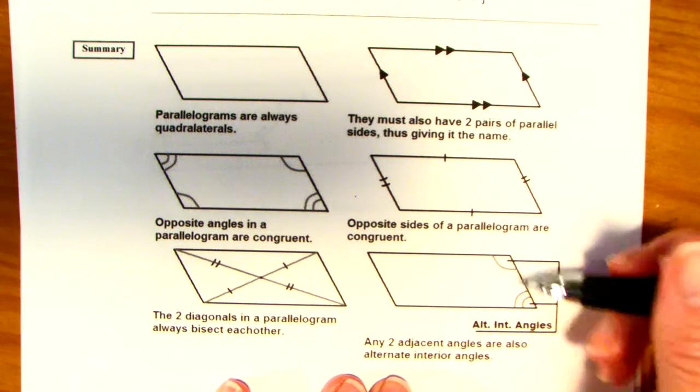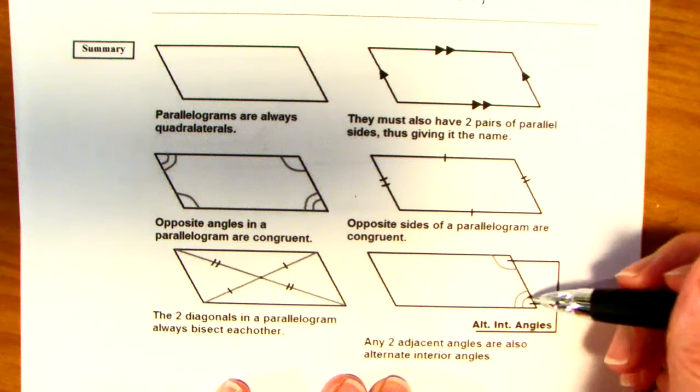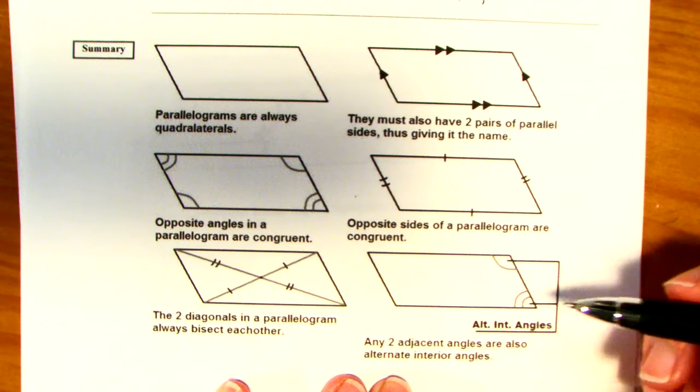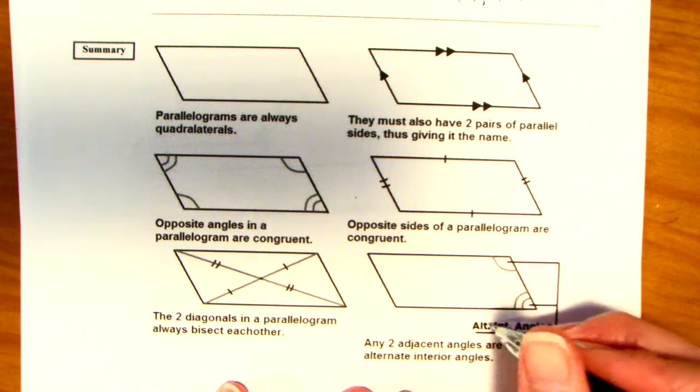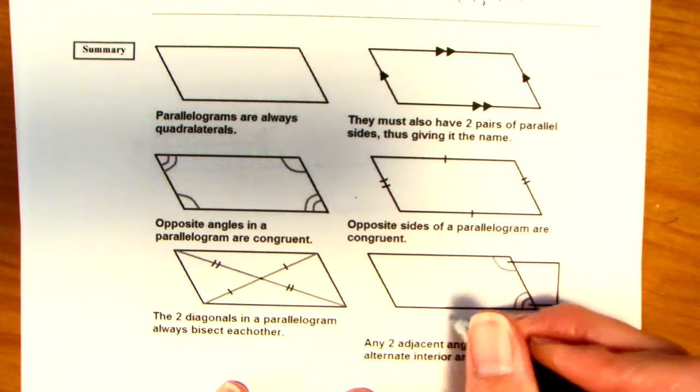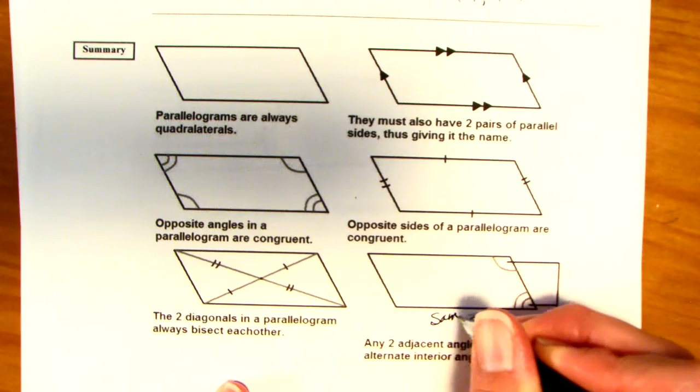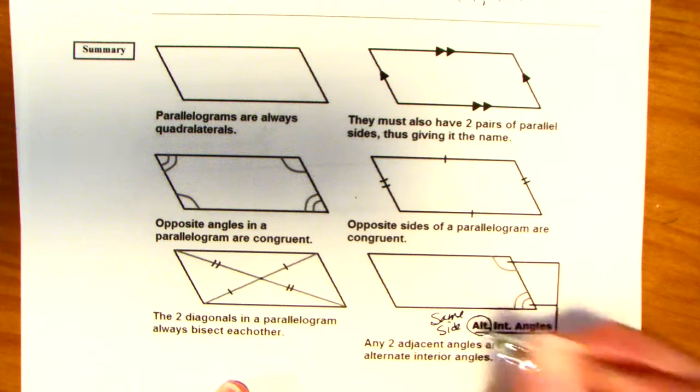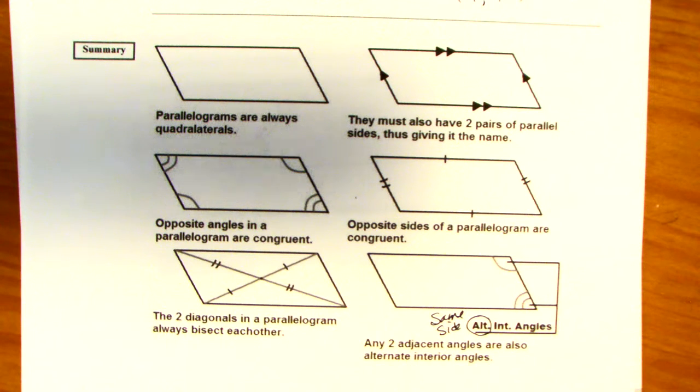And then last but not least, these are not alternate interior angles. I found an error. This is the same side interior, otherwise known as consecutive interior. Well, how about that? Didn't even notice that last time.